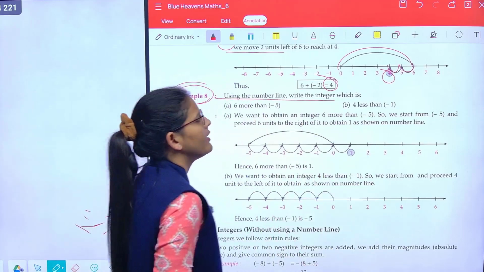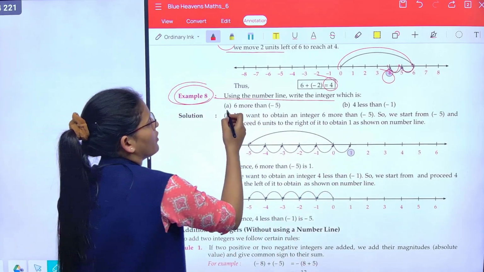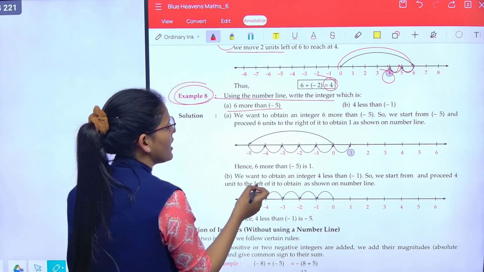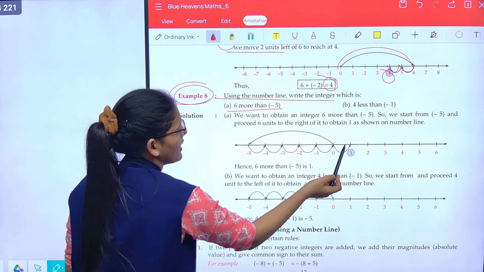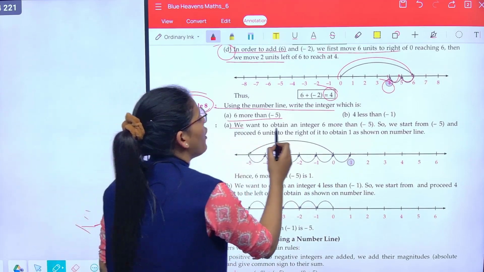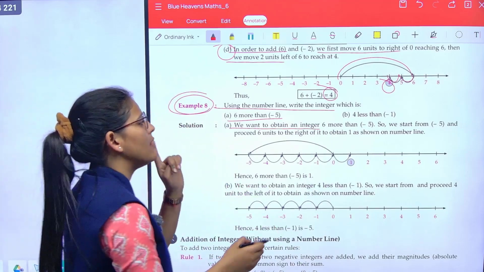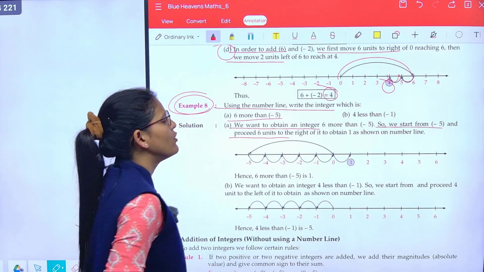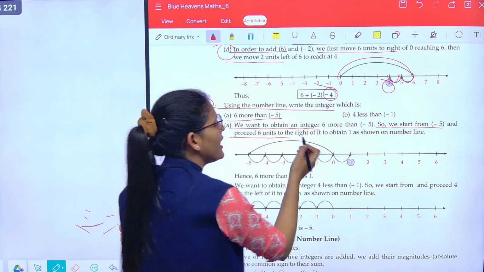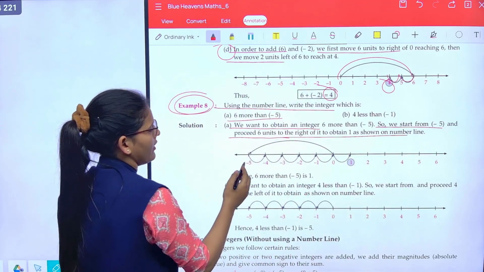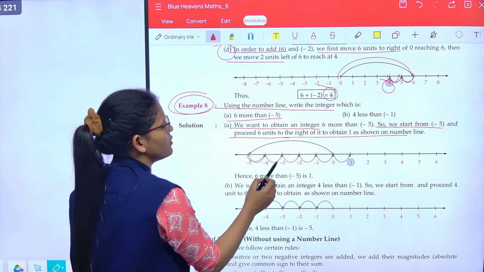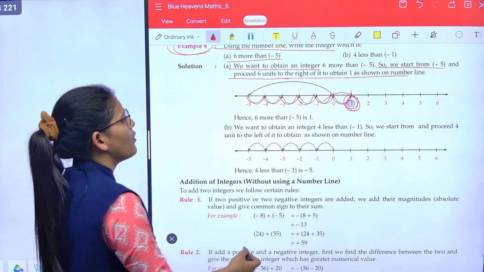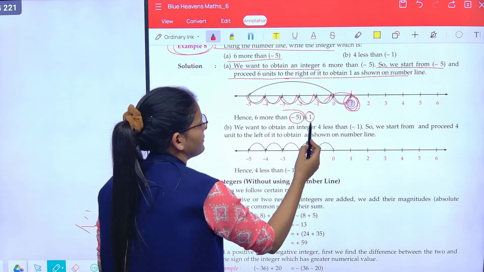Using the number line, write the integer which is 6 more than minus 5. So class, first, you can see here, we want to obtain an integer 6 more than minus 5. So we start from minus 5. Minus 5 से start करेंगे, proceed 6 units to right of it to obtain 1 as shown on number line. Class, हमने यहाँ से start किया, that is 1, 2, 3, 4, 5, 6. And 6 more than minus 5 is 1.